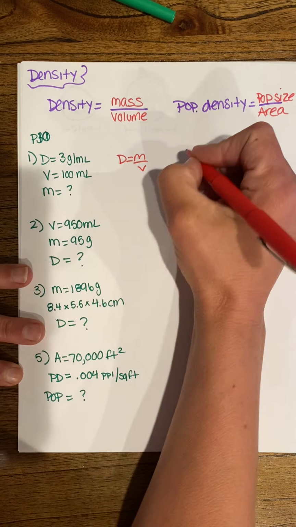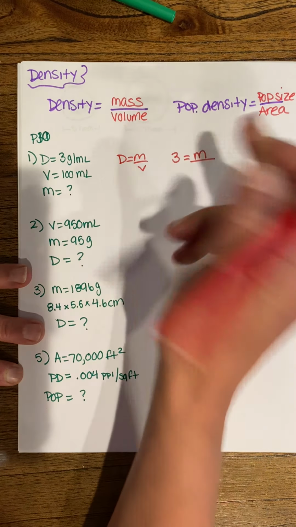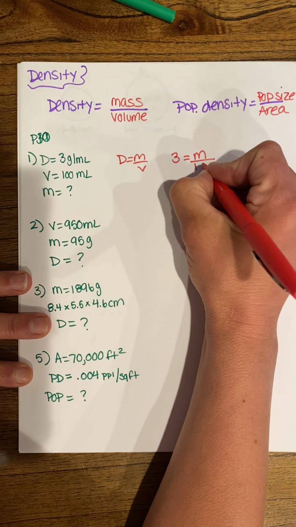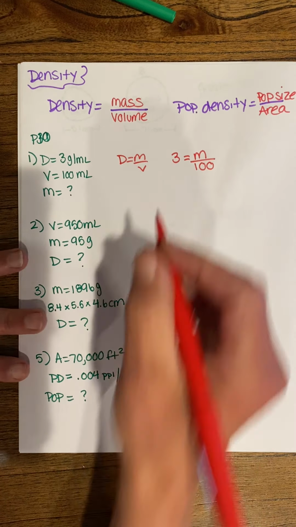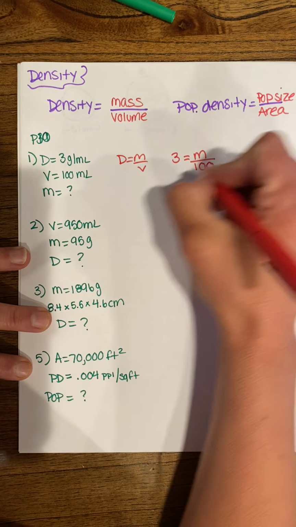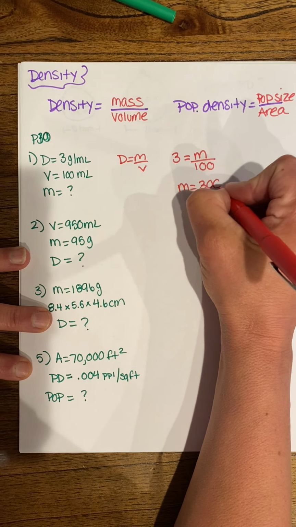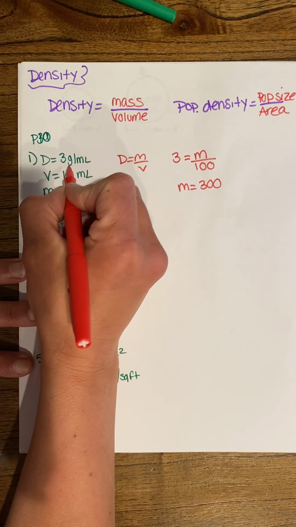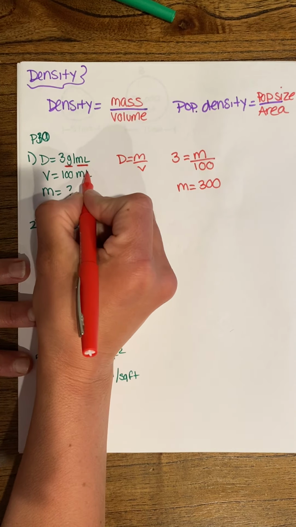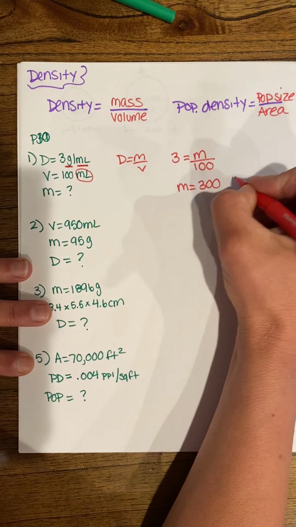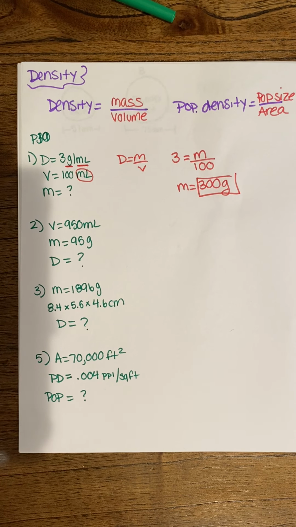If you fill in what you have, the density, you're looking for the mass, you could put an X in there, and you have the volume, okay? So this is just going to be a quick little cross multiply here, and you're going to get the mass to be 300. Now, how do you know what the units of that are? Well, if you look at the units of the density, it's grams per milliliter. So the volume you're given is in milliliters, so you know the mass must be grams, okay?